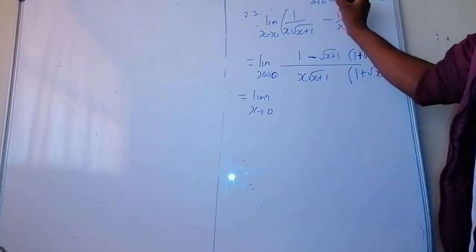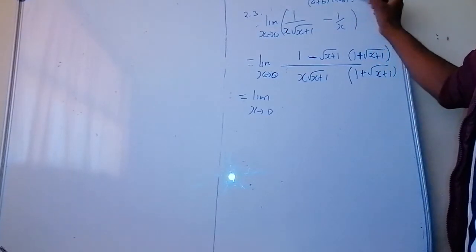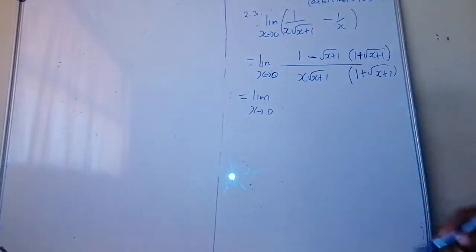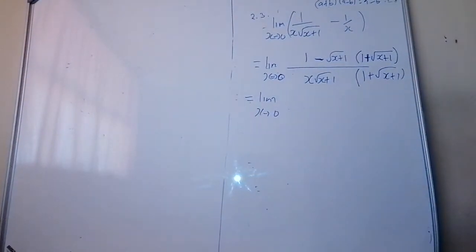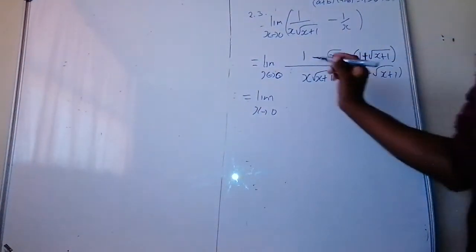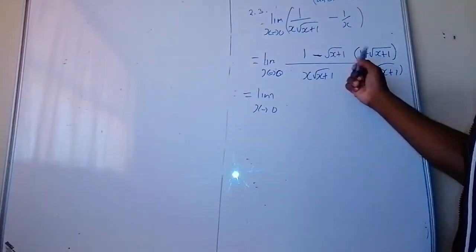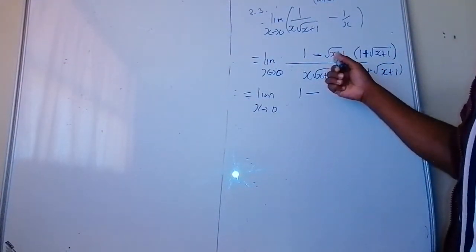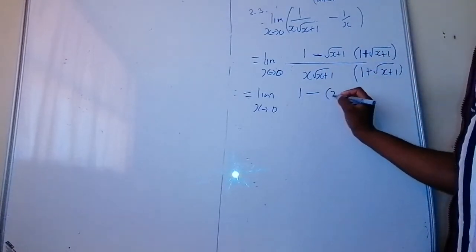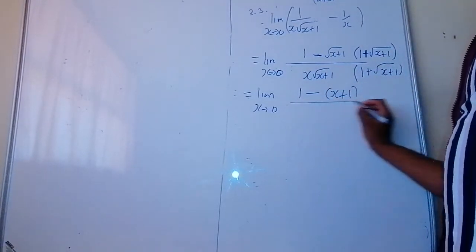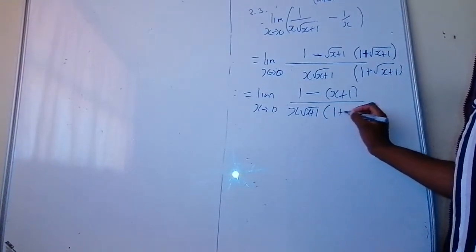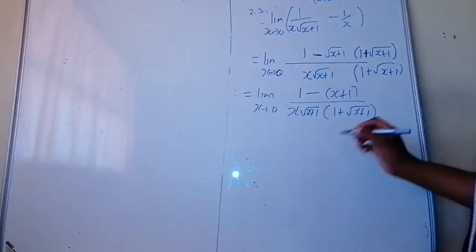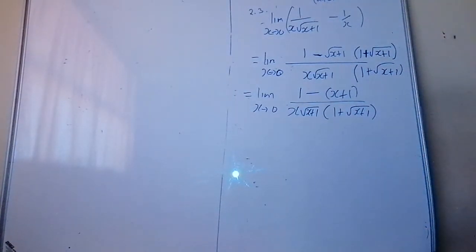This is the same as the difference between two squares. (a plus b) times (a minus b) is the same as a squared minus b squared. So when we expand that, we multiply the first terms together and the last terms together, and then separate them with a minus sign. 1 times 1 is 1. The square root of x plus 1 times the square root of x plus 1 is simply x plus 1. And the denominator is x times the square root of x plus 1 times 1 plus the square root of x plus 1.